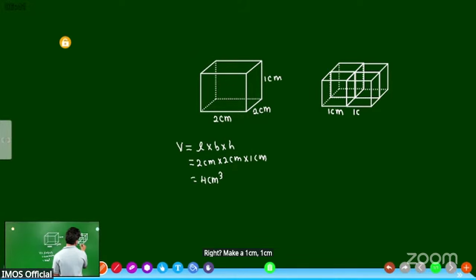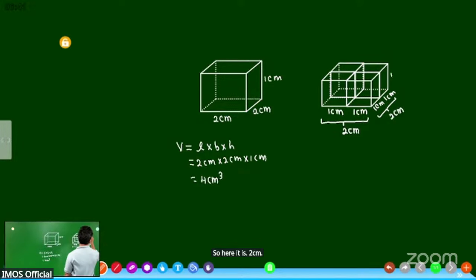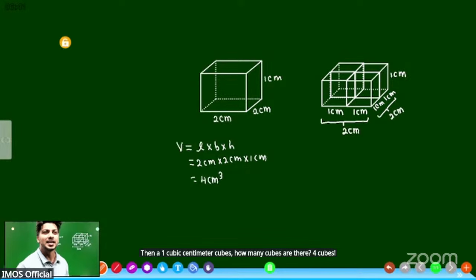So you can understand. So here it is 2 centimeter. And here it is 1 centimeter, 1 centimeter. So here it is 2 centimeter. And here it is 1 centimeter. Then a 1 cubic centimeter cubes. How many cubes are there? 4 cubes. එක cube එකක volume එක 1 cubic centimeter. එහෙනම් ඒ වගේ cube හතරක volume එක 4 cubic centimeter. අන්න අපිට obvious fact එක.